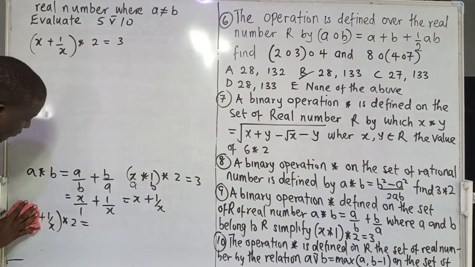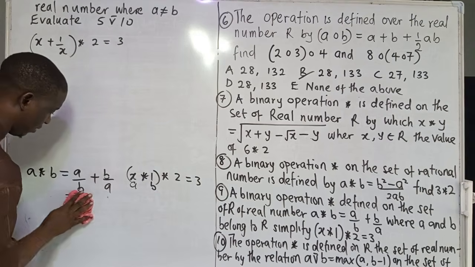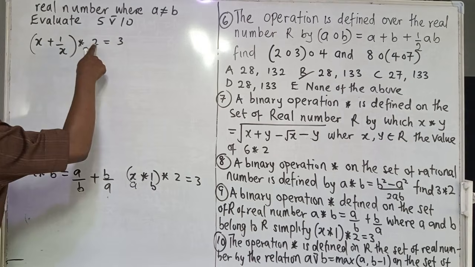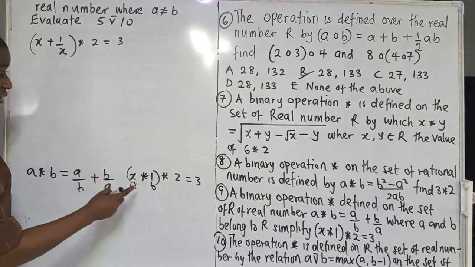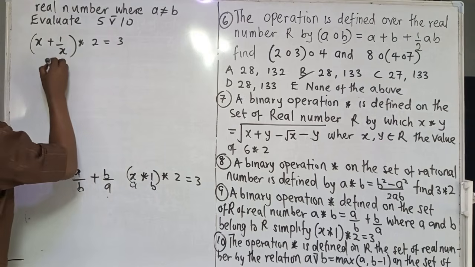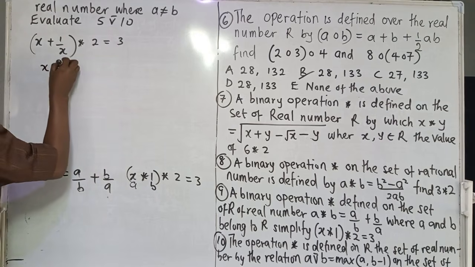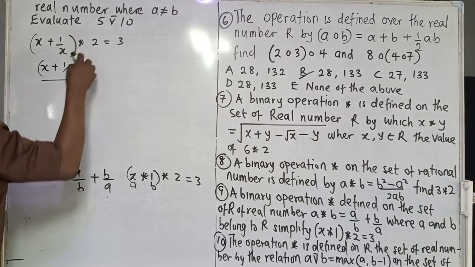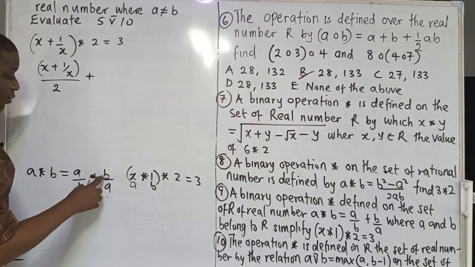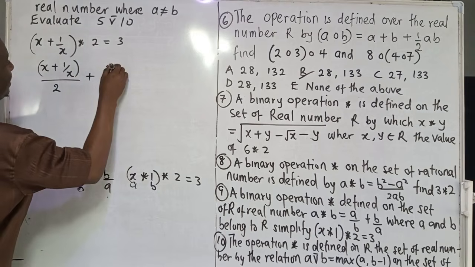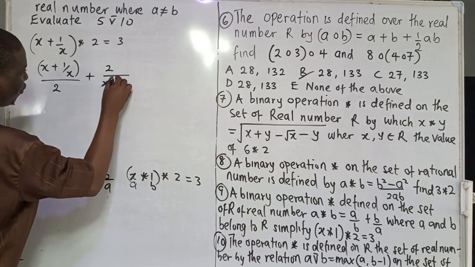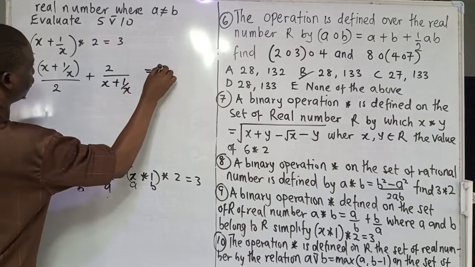So let me clean it. Now, if you are doing that, what I want to do is simply bring our A in place of A here, which will now give us X plus 1 over X, divided by our B, which is now 2, plus our B, which is again 2, then 1 plus X plus 1 over X is equal to 3.